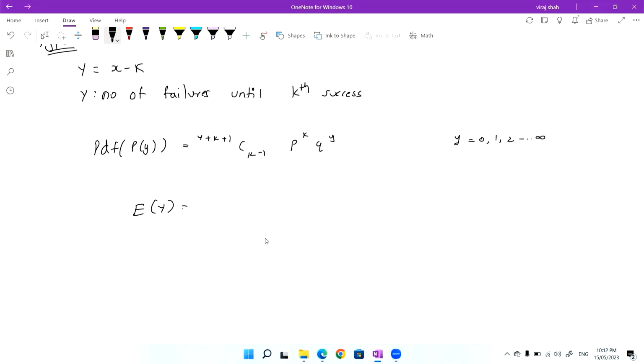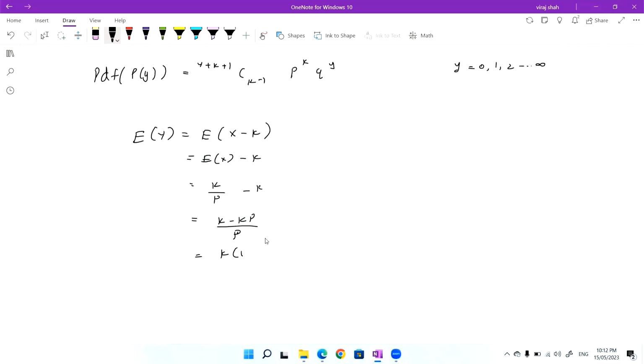Your expectation of Y is nothing but expectation of X minus K. What is X? X is nothing but K upon P minus K, which would be nothing but K minus KP upon P. Common denominator taken. Take K common: 1 minus P upon P. 1 minus P is nothing but Q. KQ upon P.